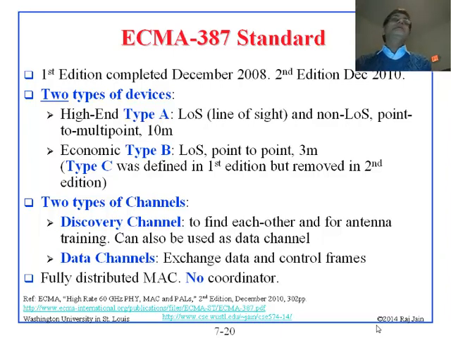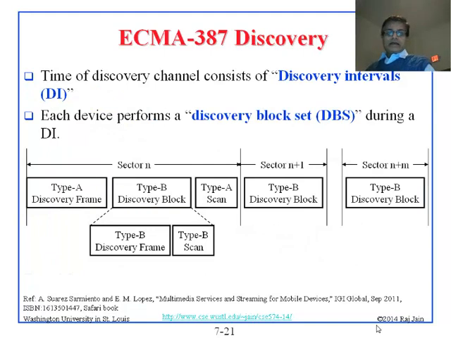Now everybody has to have PCP capability. Right? They don't call it PCP, by the way, but whatever is required, everybody has to be able to do that. All right, so how does it work? You have a superframe, and that interval is called discovery. The time of the discovery channel consists of discovery intervals, so we call them DIs rather than beacon time, BTs. Each device performs a discovery block set during a DI. So every device tries to discover everybody else. See, right there: distributed is good, but now everybody has to find out everybody.